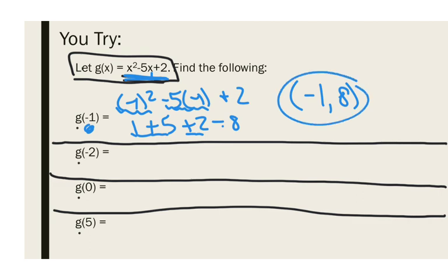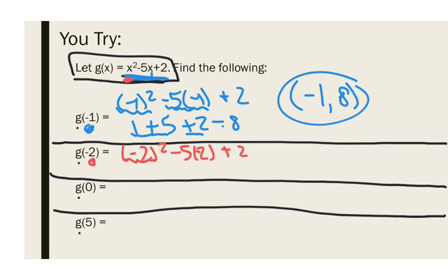Now, if we look at the next one, we have g of negative 2. So this time, where that x is, we're going to replace it with negative 2. So negative 2 squared minus 5 times negative 2, and then plus 2.